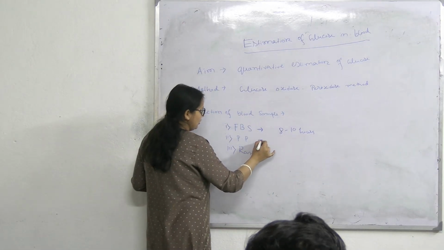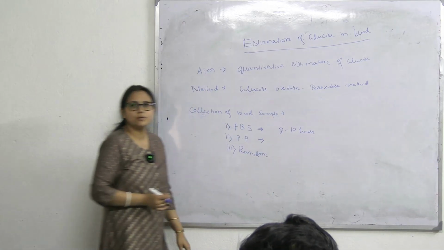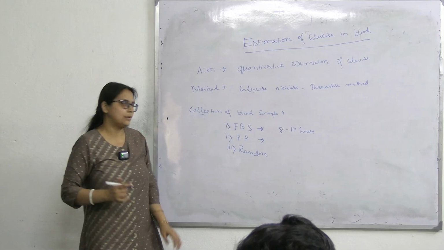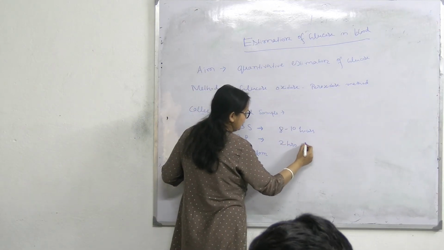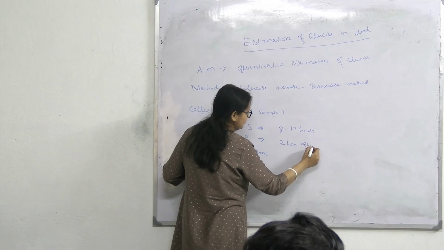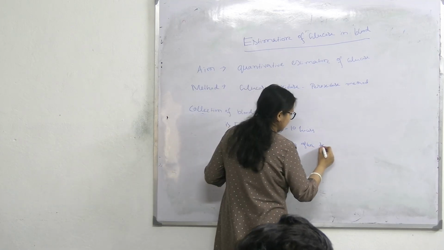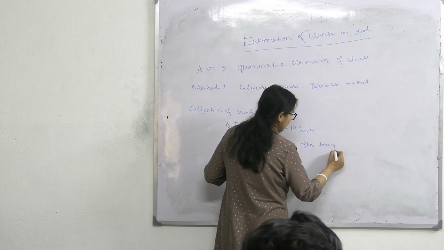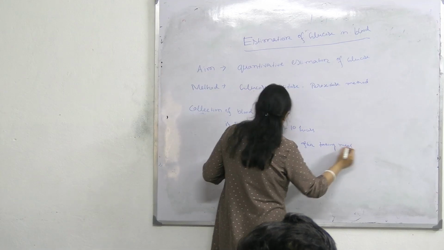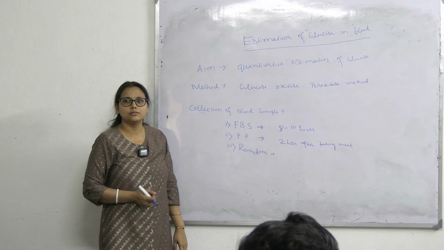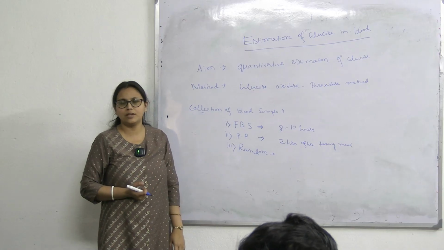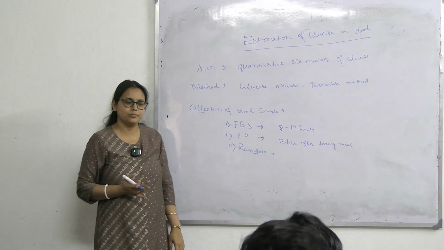For postprandial, 2 hours after meal, 2 hours after taking meal. And for random blood sugar, when will we take the blood sample? Anytime.